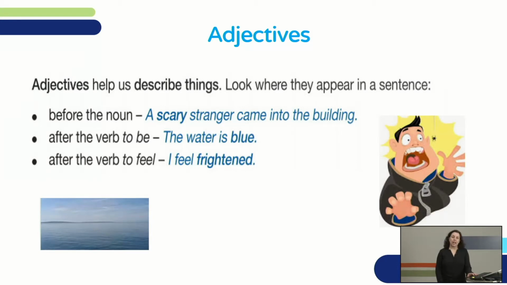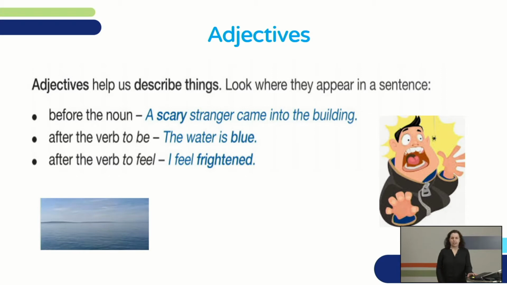Today we will talk about adjectives. Adjectives help describe. You remember I talked to you about the word describe, to tell information about? So adjectives help us describe things, either a person or a situation. Look where they appear in a sentence. For example, adjectives, where do they appear in the sentence? They can appear before the noun.